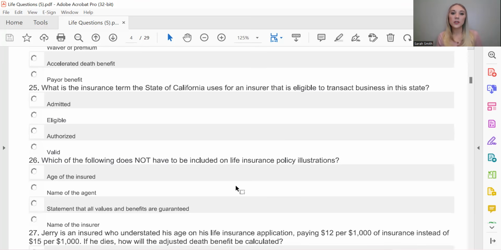What is the insurance term the state of California uses for an insurer that is eligible to transact business in this state? Now, this one is a repeat question. Sorry about that, guys. But if you remember from earlier, our little hand signal that we do, the answer to this one is A, admitted carrier, right? All right, that is number 25.